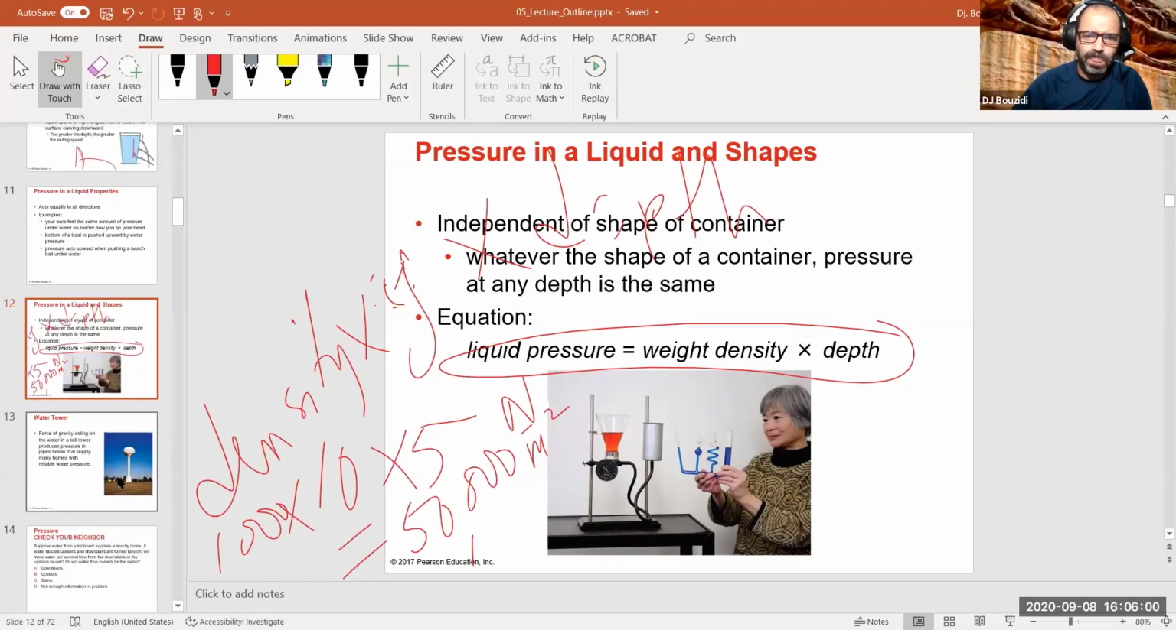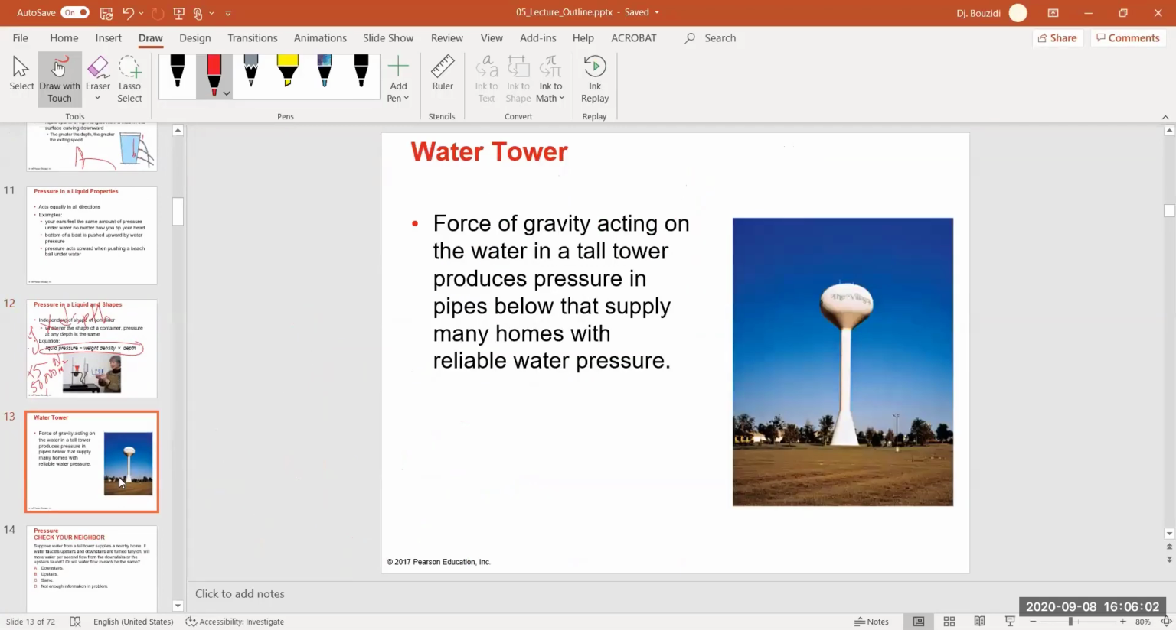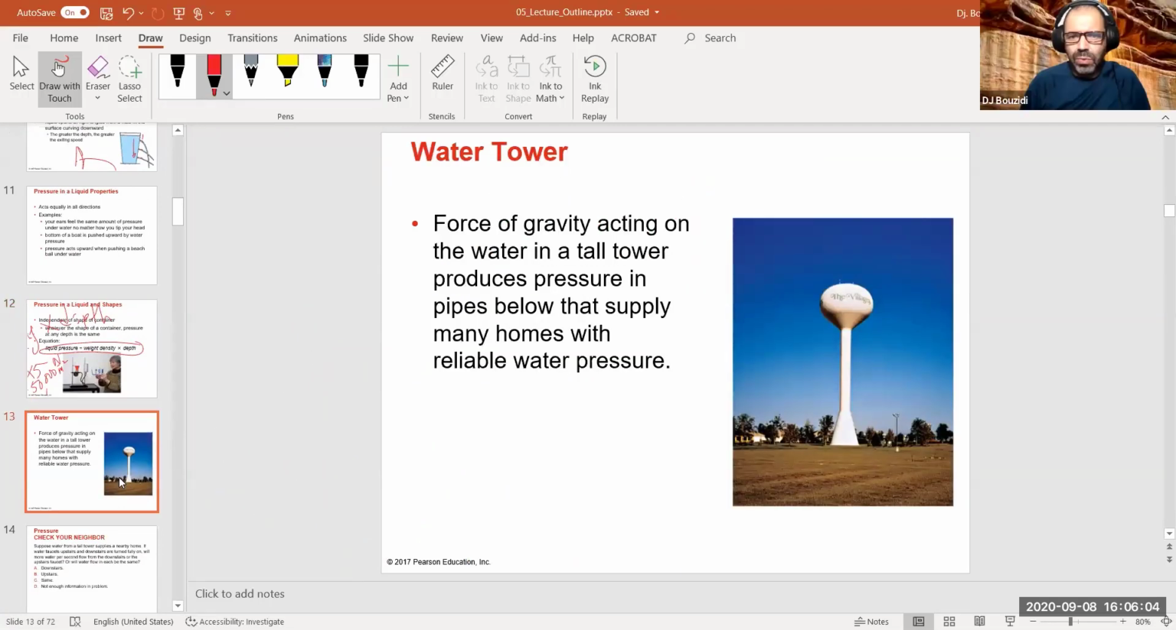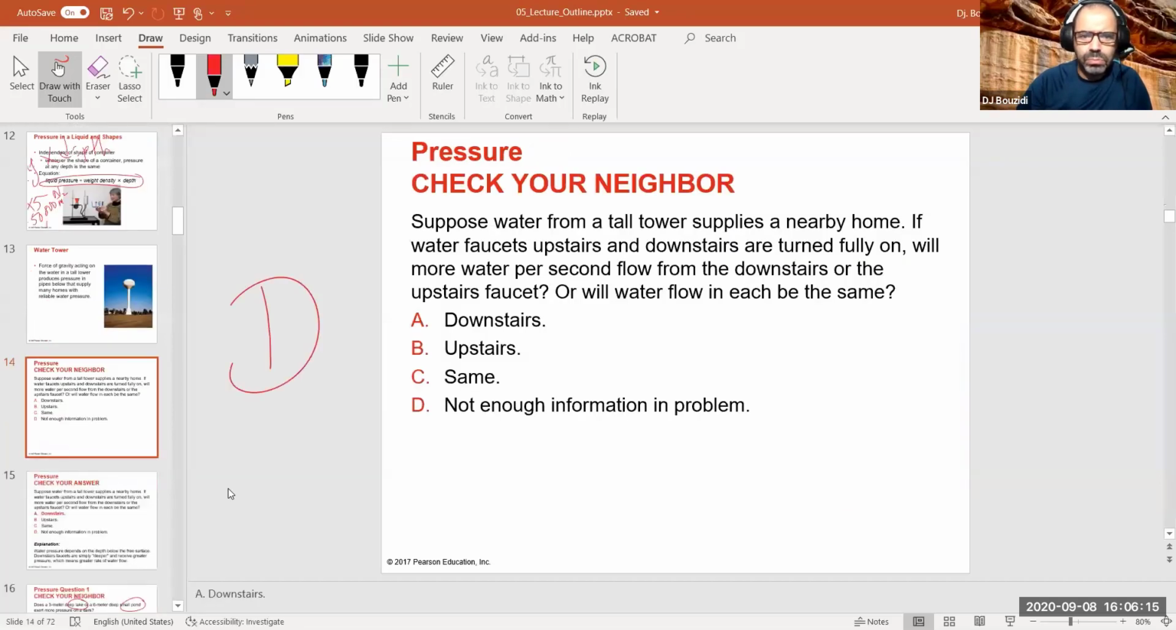Okay. So the force of gravity acting on the tower, that is why they usually have the towers up high in the cities, so that they use gravity to basically bring the fluid down to the water faucet. Which brings us to the question of the day today, so that you guys remember to answer it. This is not the answer to the question. The answer to the question is something else. It's not D.